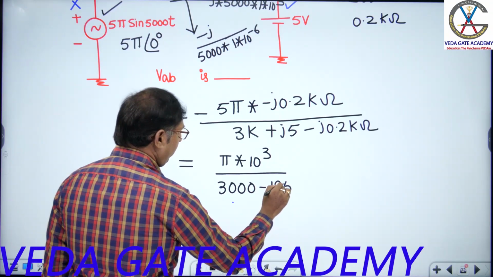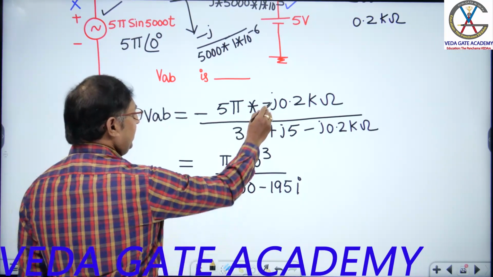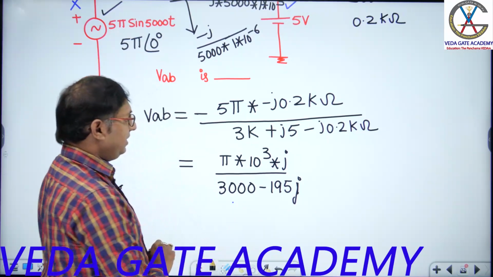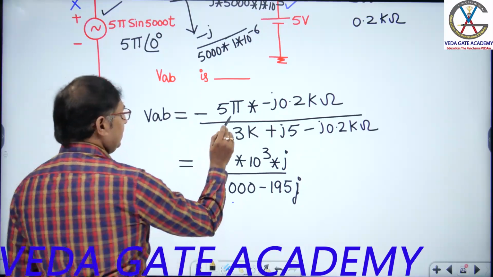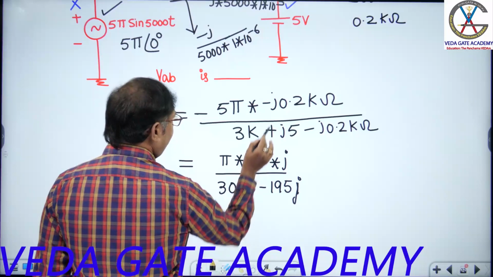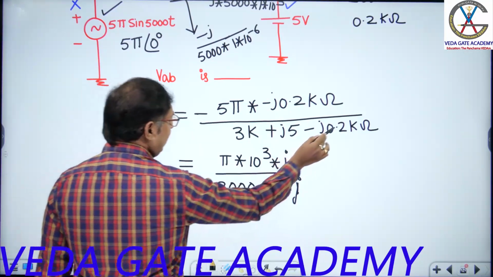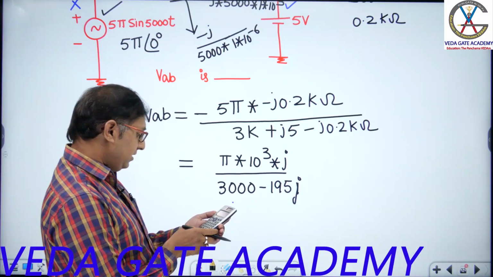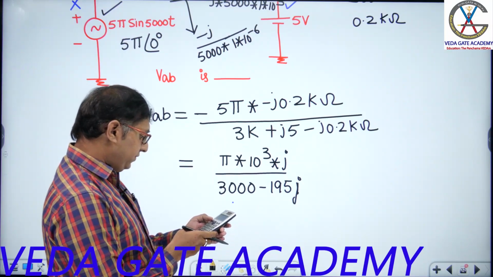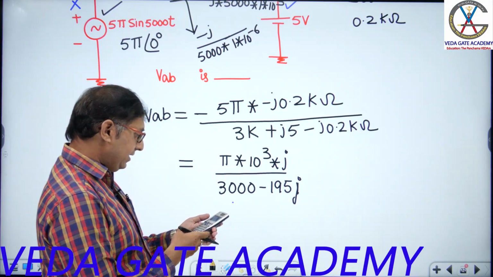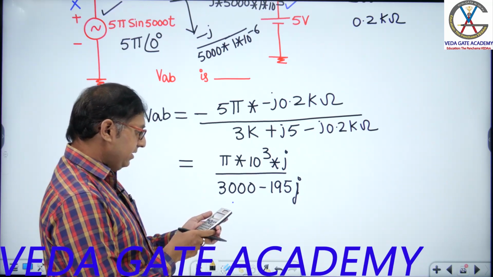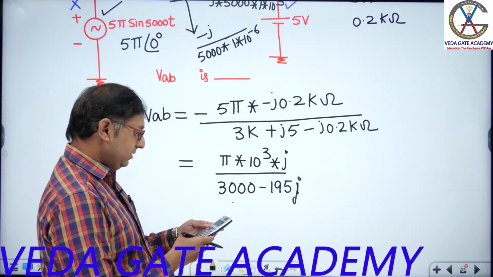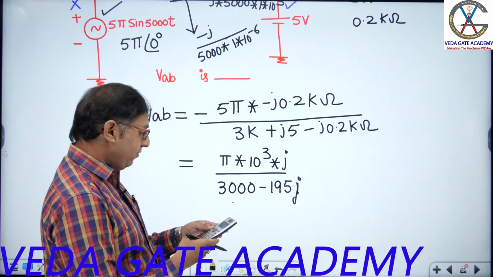Here we have the i term, which we represent as j. Now the expression is perfectly correct. I repeat: pi is here, 10 power 3 is here, this j is here, 3000, and 200 minus 5 is 195. So let us substitute this: 1000 pi j divided by 3000 minus 195j.